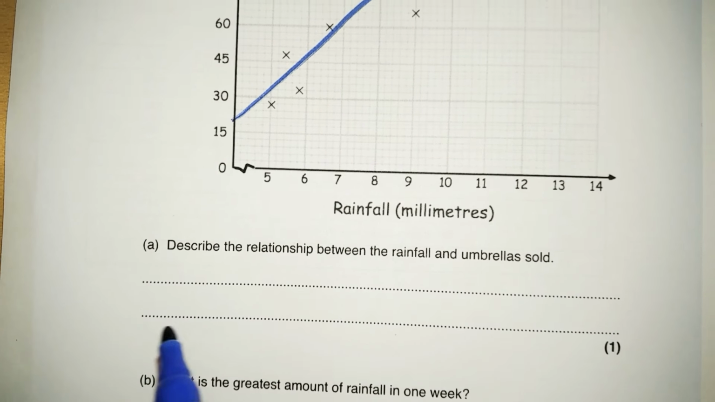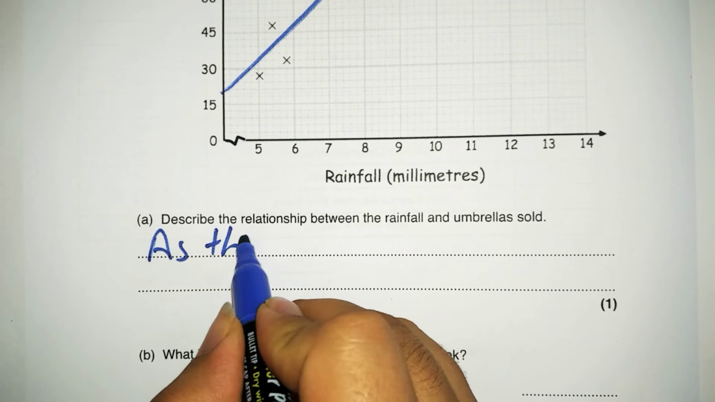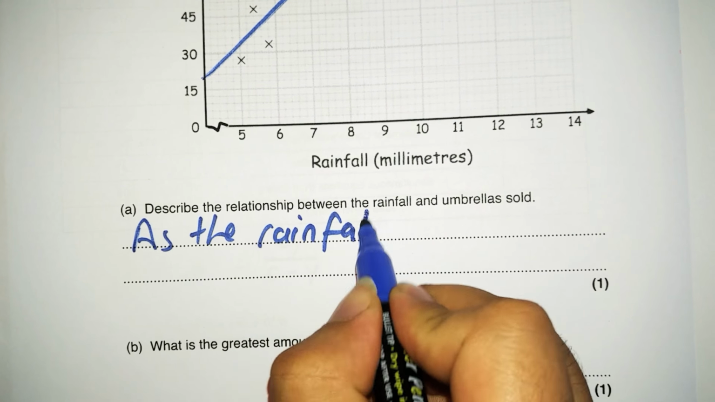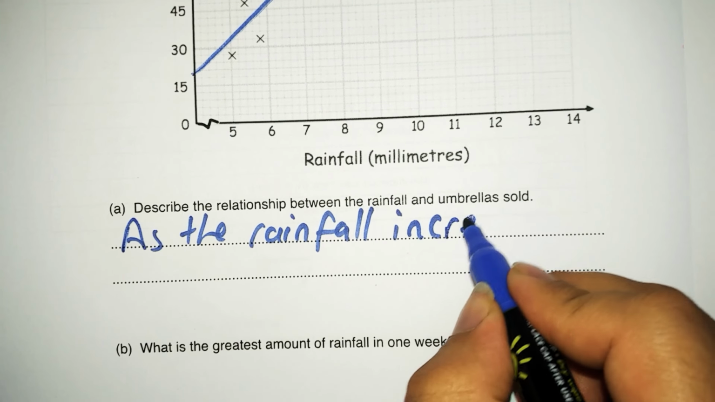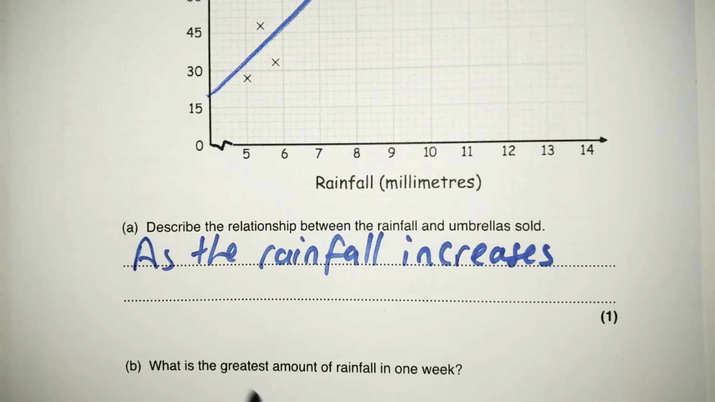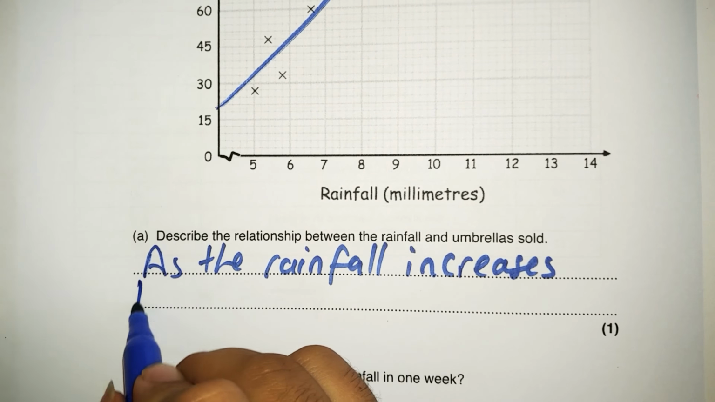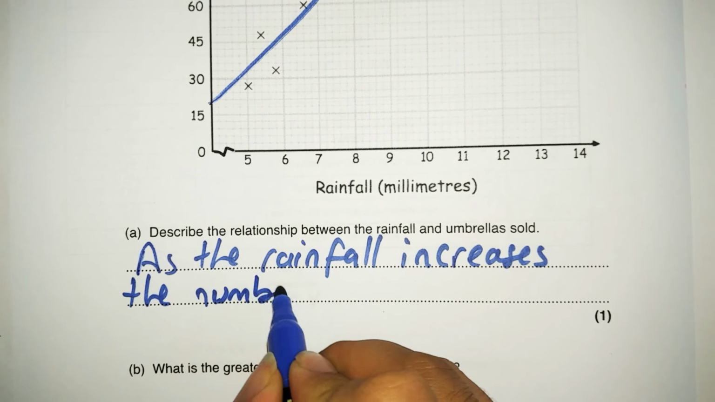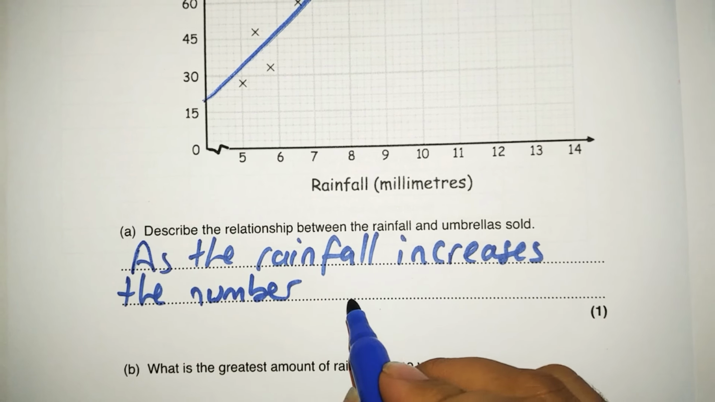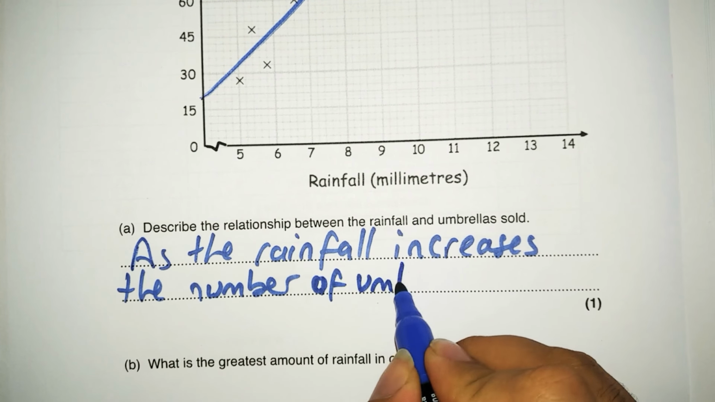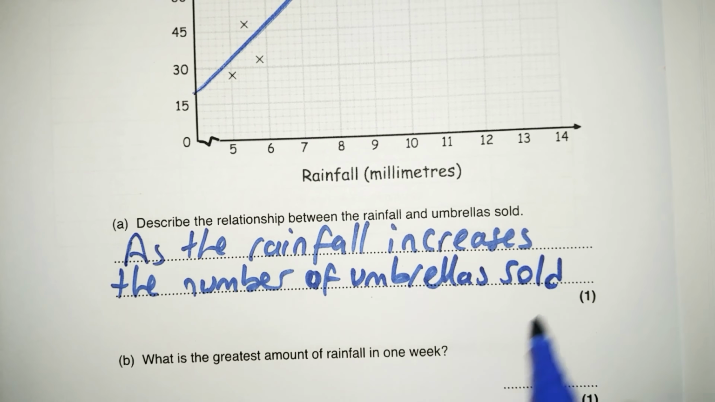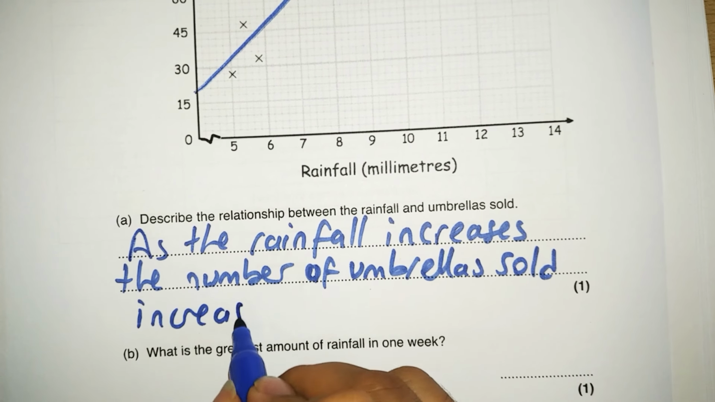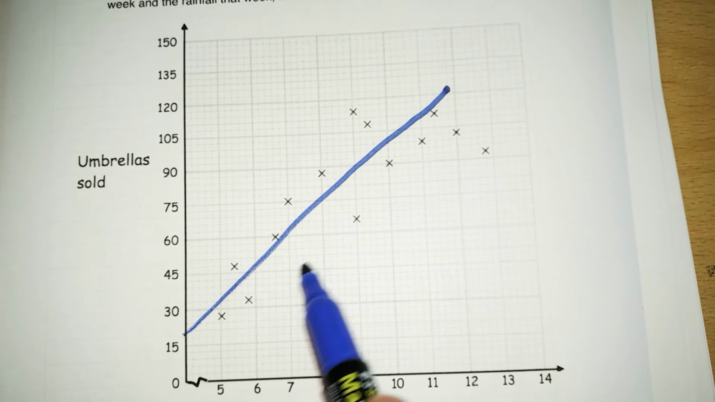As the rainfall increases, the number of umbrellas sold increases too. This means they have a positive correlation between them, because as you see, when one goes up, the other one goes up too.